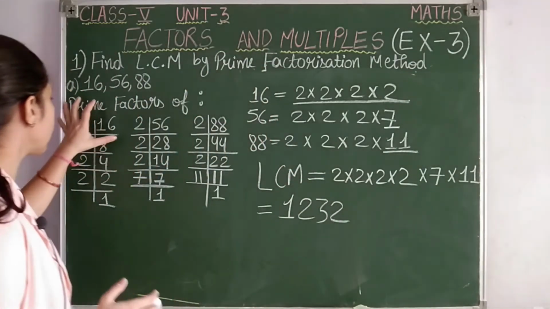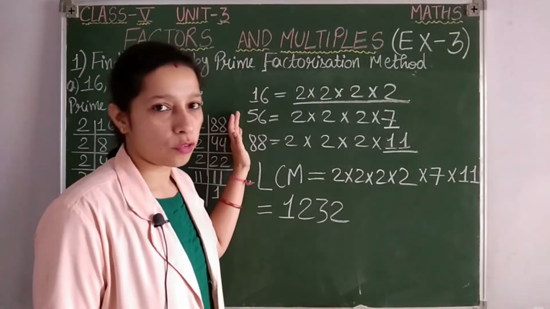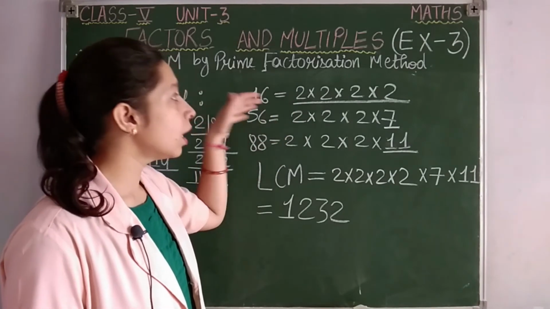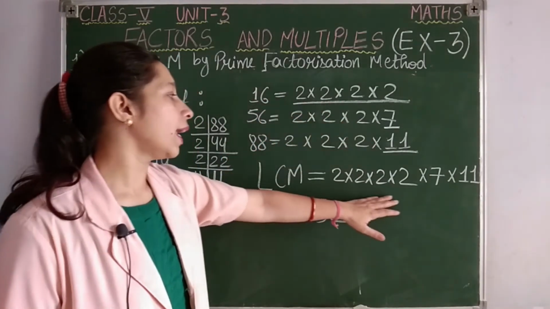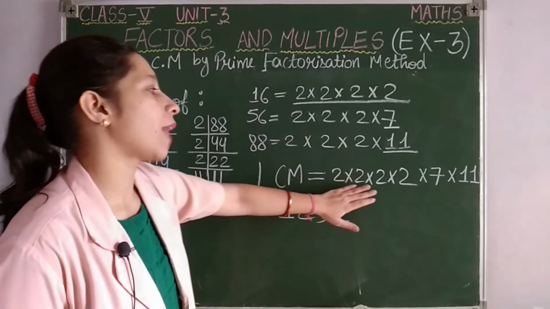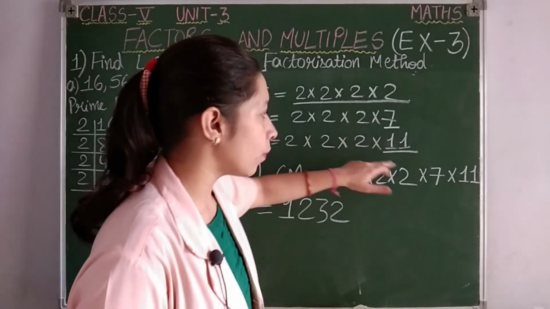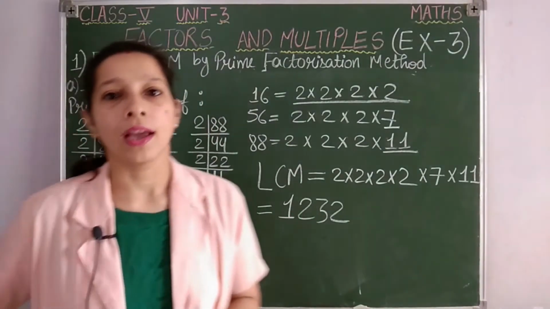What you have to do? First you have to find the prime factors for the given numbers, then you have to write the product of prime factors for each number, and then you have to see the prime numbers which are appearing the maximum number of times. That number only and that many times only we are going to take. As here 2 is appearing 4 times, so that maximum number of times I have taken. 7 and 11 are appearing 1 time, so that maximum number we have taken and then we have simply multiplied. Okay, so note it down.